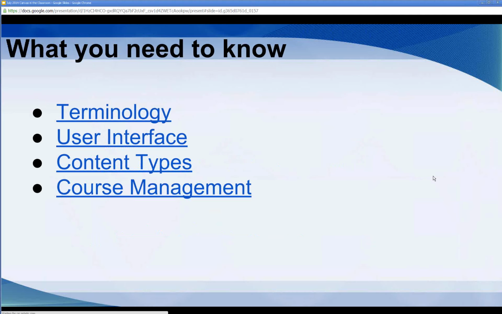Now, four things we're really going to focus on today: terminology, user interface, content types, and course management. Those four items, that's what Canvas boils down to. And if you don't use the right terminology, you're going to be in the wrong user interface, and it's going to affect your content type and definitely going to affect your course management. There are some changes for the six of you who have worked with Canvas. There are changes that have been made to the user interface and the way things work this year.